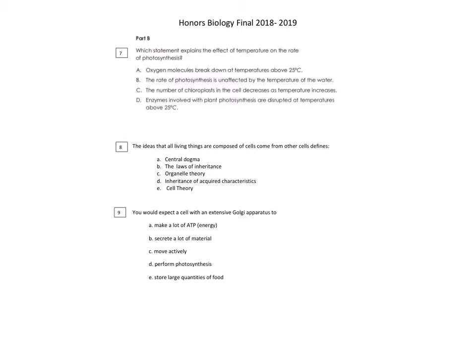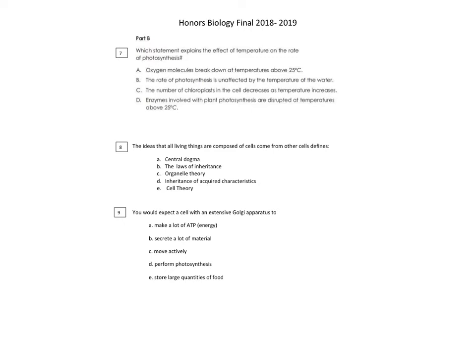Which statement explains the effect of temperature on the rate of photosynthesis? Well, oxygen molecules break. Now, what are we talking about? We're talking about the graph that we just previously looked at. You can rewind it and look at it. It went up, and then it crashed at a certain temperature. I think it was around 25 degrees Celsius. So why would any reactions that are driven by enzymes collapse at a certain degree?